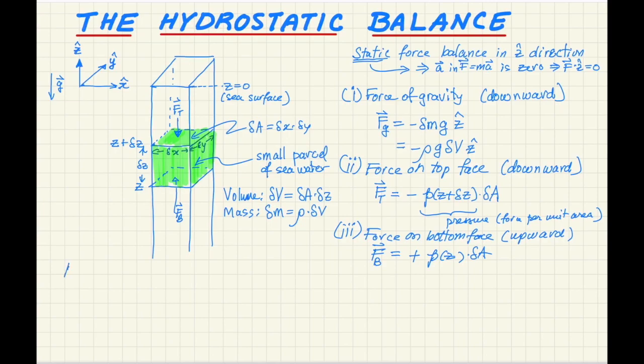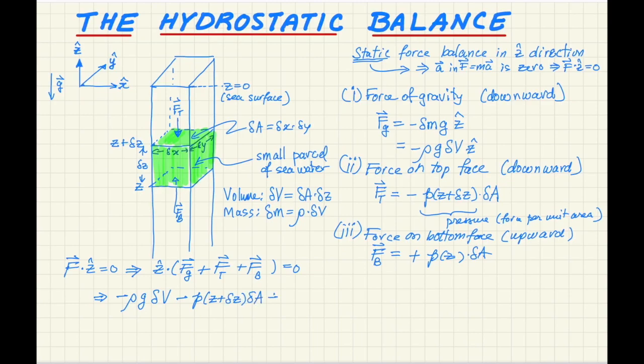Now, the total force balance in the vertical direction is the force of gravity plus the force on the top face plus the force on the bottom face. All those have to add up to 0 because we're in a static balance. Now making the substitutions, first for gravity, then the force on the top face, then the force on the bottom face.